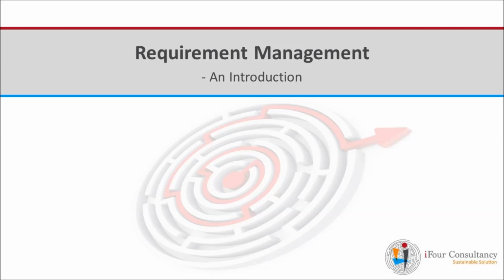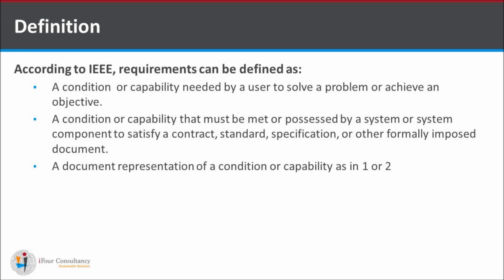In this session, we will give you an introduction on requirement management. Requirements can be defined in a couple of ways. According to IEEE, it is a condition or capability needed by a user to solve a problem or achieve an objective. Or it can also be a condition or capability that must be met or possessed by a system or system component to satisfy a contract, standard, specification, or other formally imposed document. It can be also a document representation of a condition or capability.